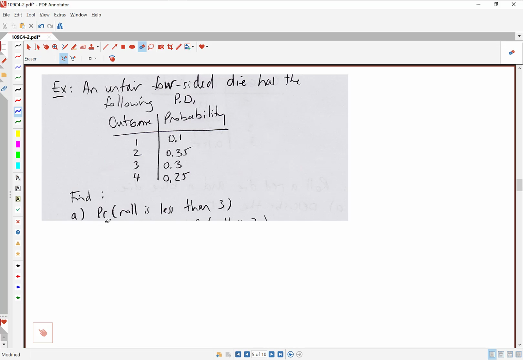First thing we want to find is the probability that the roll is less than 3. So what we're going to do is break this up into cases.